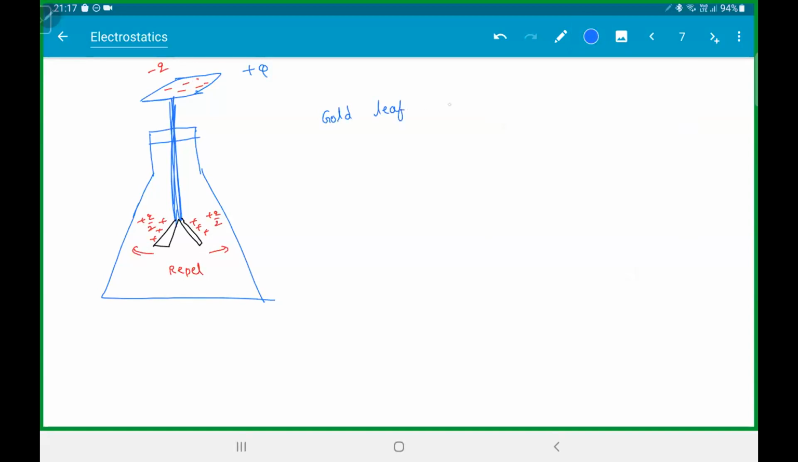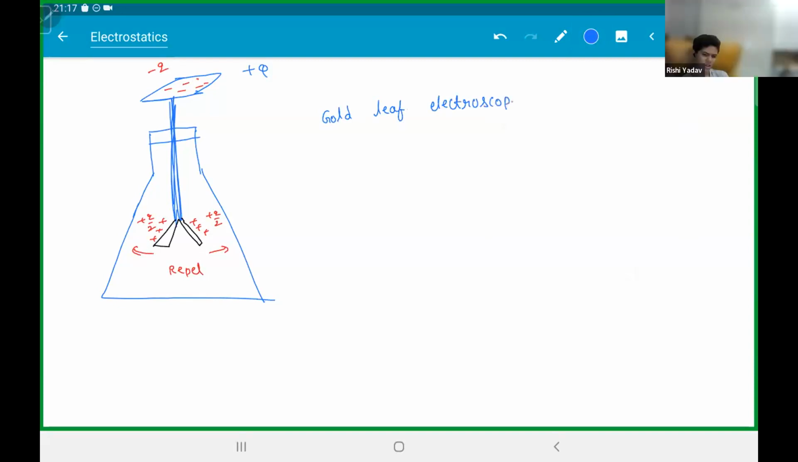Why do we use gold? Because a lot of free electrons. Ionization energy is less. Better conductor.